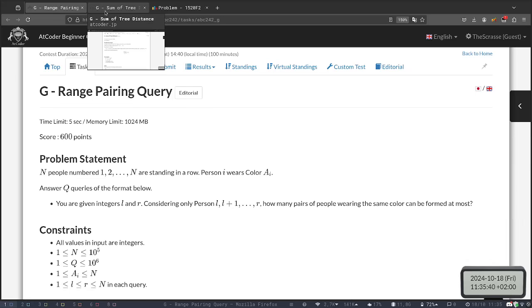Okay, anyway, was it clear? Do I need to explain Mo's algorithm again? Well, it's a very useful way to answer queries, especially the hard ones where you cannot really use a segment tree or something.